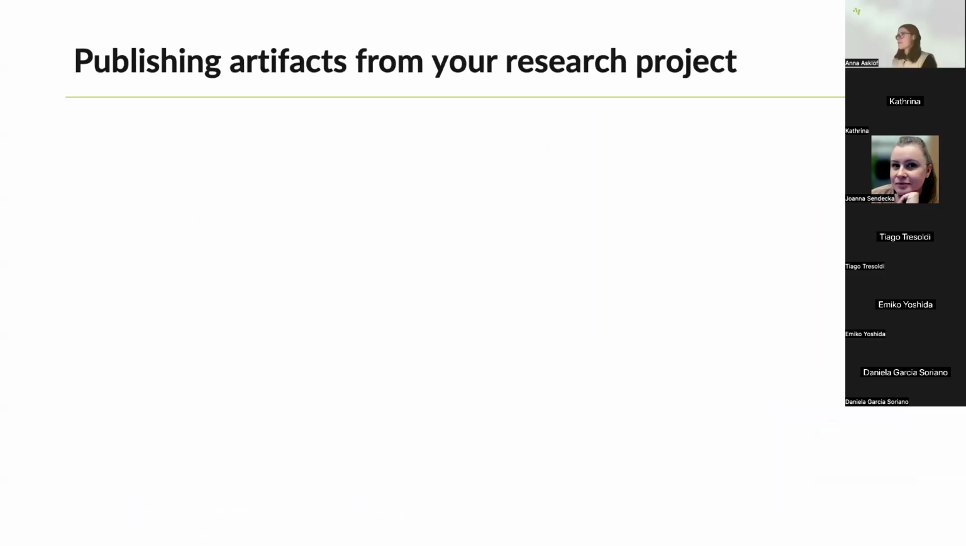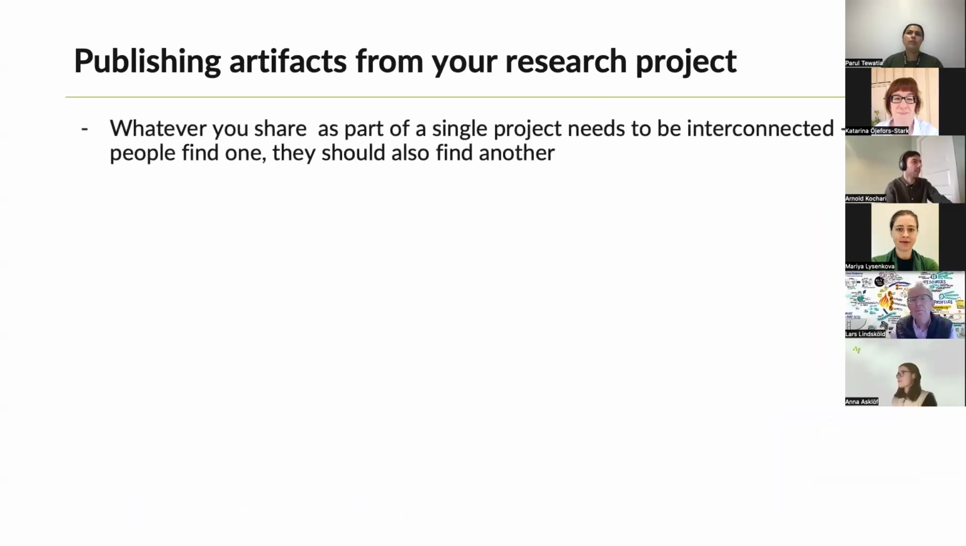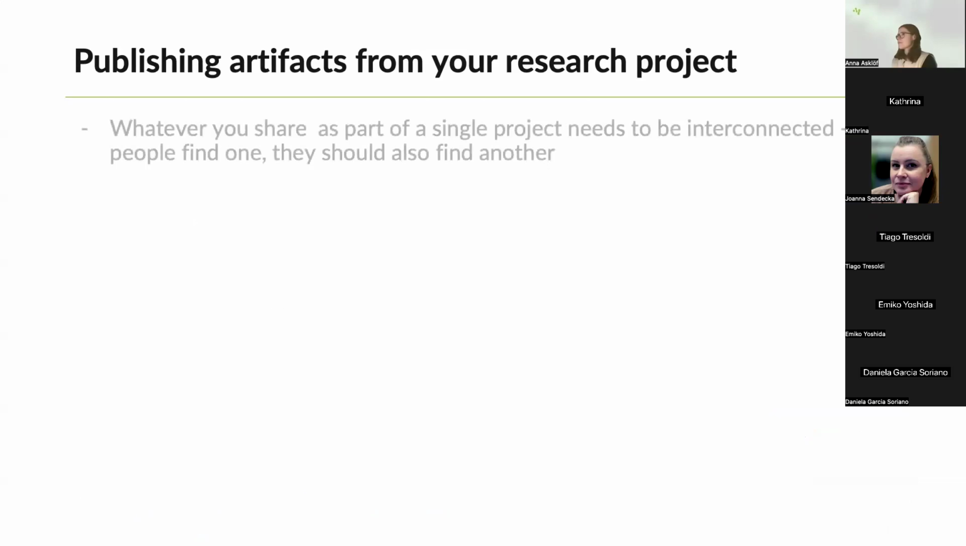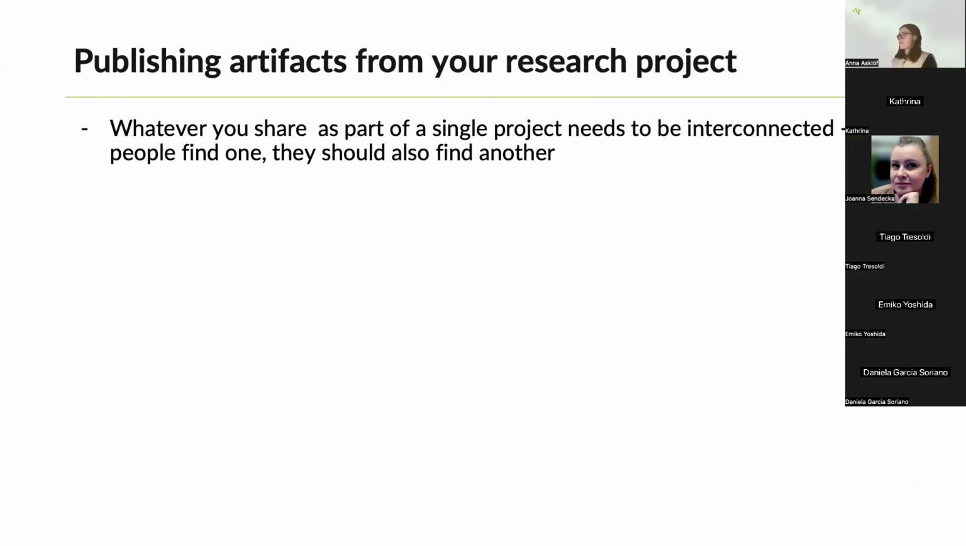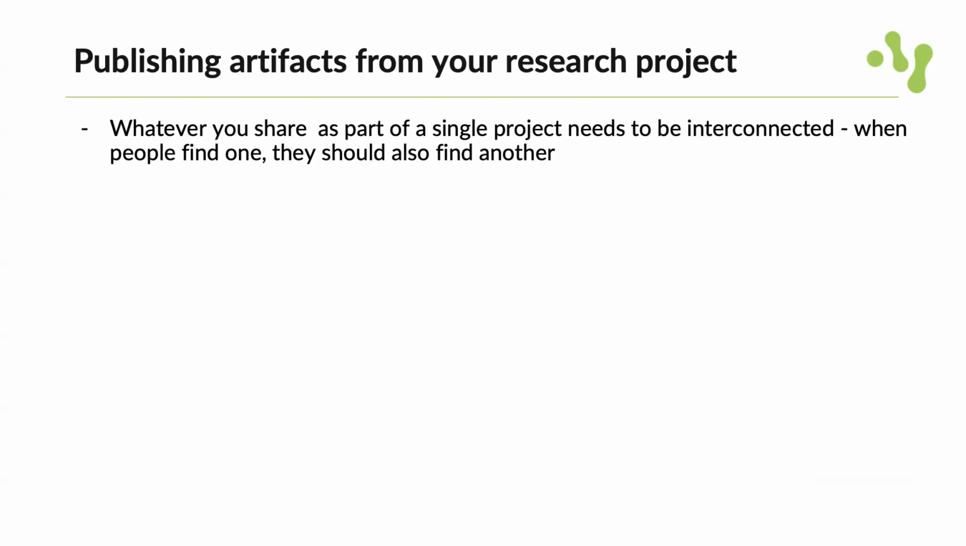So today we're going to highlight some of these. There are some shared principles between sharing all of these research outputs. One principle is that when you do share them, they should all be interlinked. When you share data, it should be clear where the code for this data is. If you're sharing a lab notebook, it should be clear where the data and code for that are, and so on. So all of these different research outputs should be interlinked.